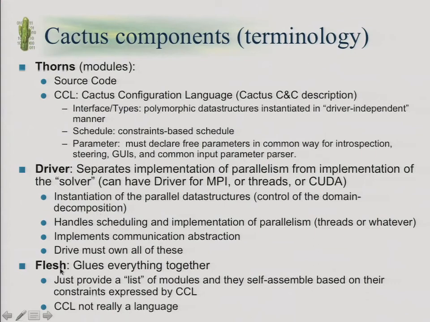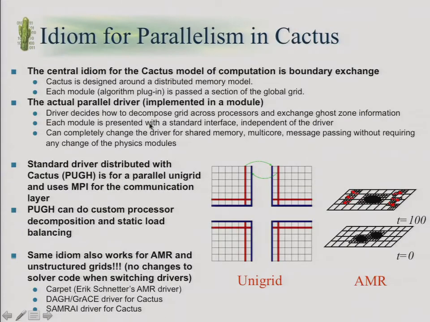And then the flesh. The flesh used to be pretty large, but over time, as we've modularized more and more, the flesh is now very thin. They should probably call it rows, except some compiler dude took that name already. But the flesh is just the thing that generates the makefiles automatically and does the setup in the scripts to make it run. And it really just assembles things based on the constraints described in that Cactus configuration language.